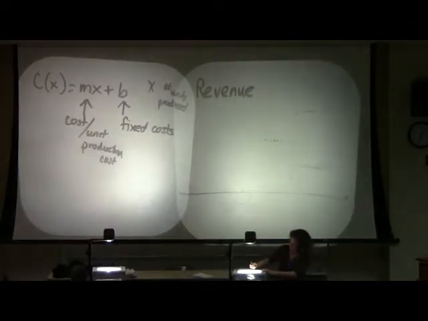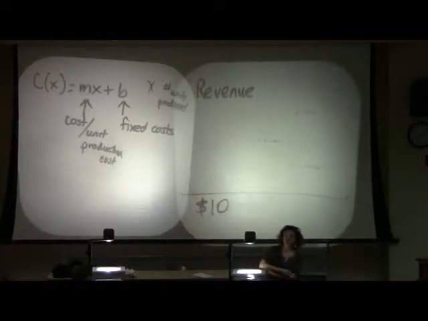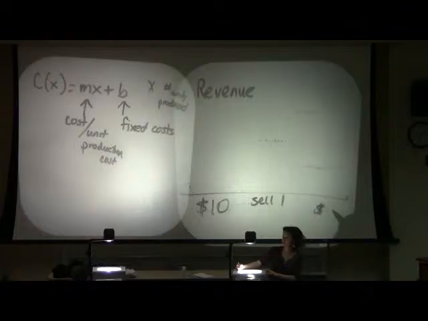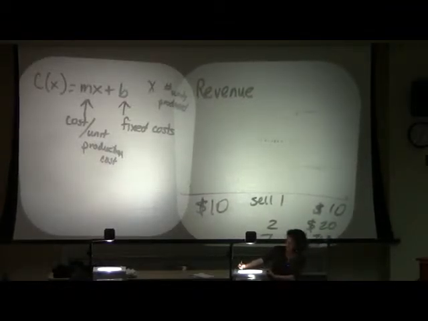Now, let's talk about my t-shirt business. Suppose I charge 10 bucks a t-shirt. If I sell one shirt, how much money do I make? $10. This isn't a trick question. If I sell 2 shirts, how much money do I make? $20. If I sell 7 shirts, how much money do I make?